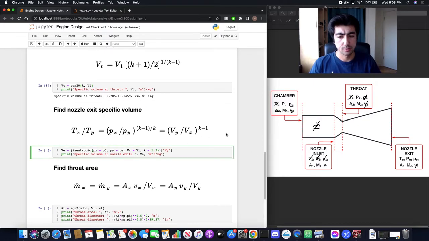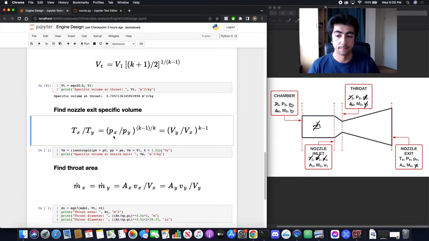And so what do we know? We know our temperature in the chamber, we know our pressure in the chamber, and we know our pressure at the exit, right? These are things we set at the beginning, some of our design parameters. And because we know this ratio, the pressure in the chamber and at the exit, and we know the specific volume in our chamber, which we calculated in the previous step, we can find the specific volume at that second point, which in this case is the exit. And that's exactly what we need.